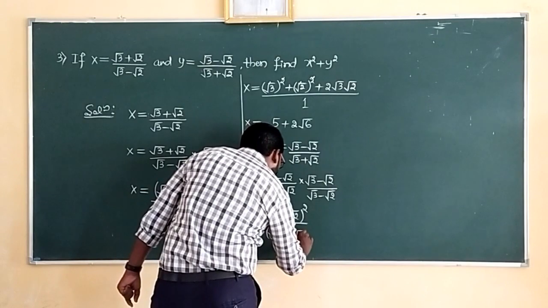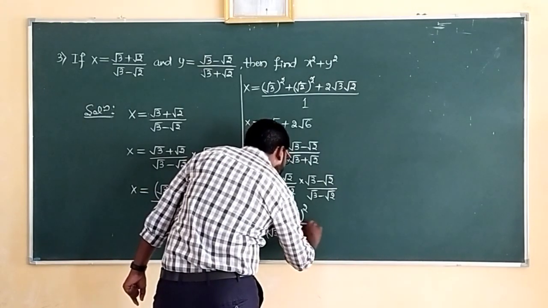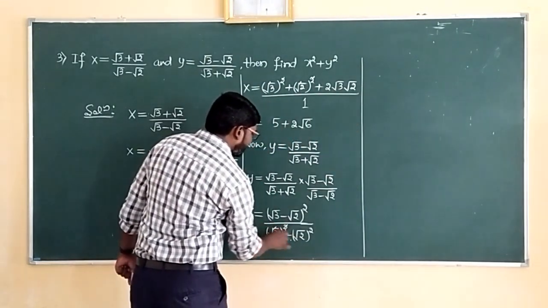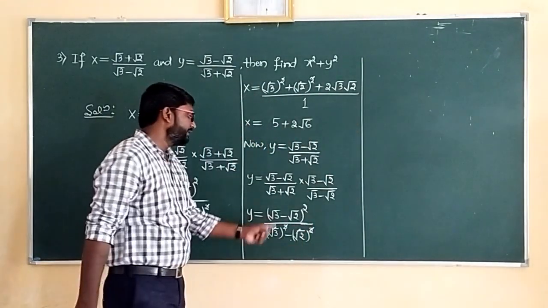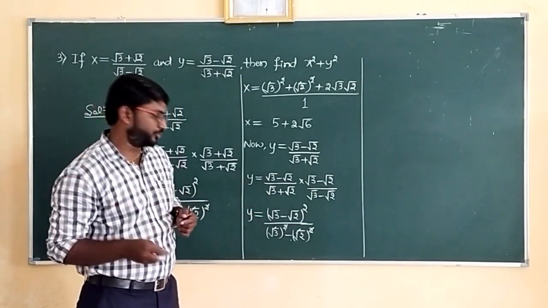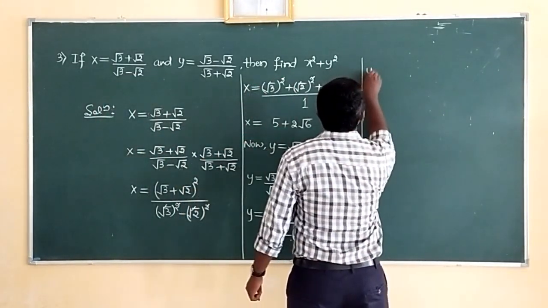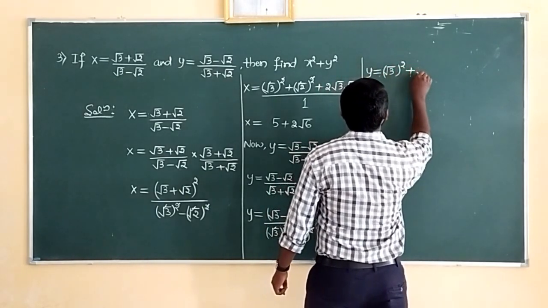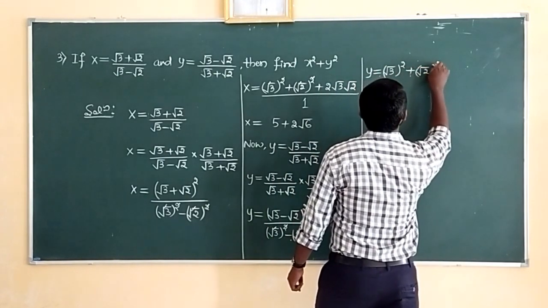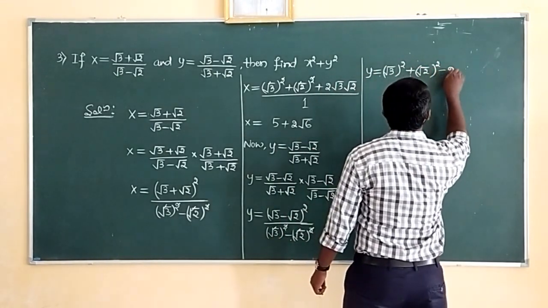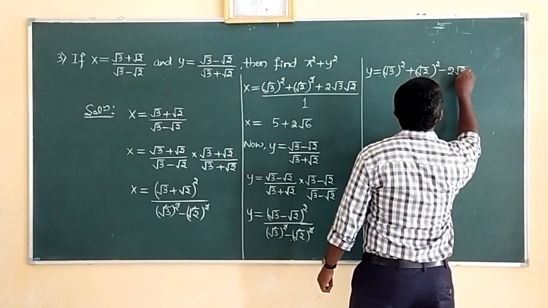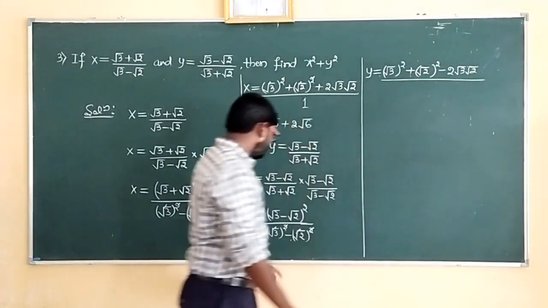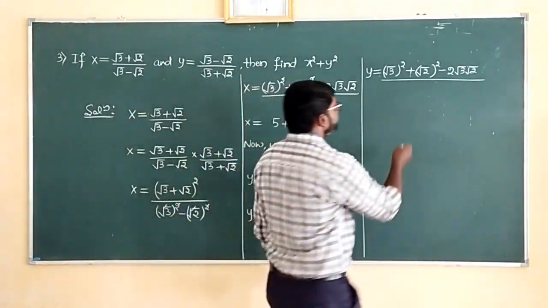minus root 2 square. So now in the next step, here square and root get cancelled, and square and root get cancelled. The numerator is in the form of a minus b the whole square. Let us expand that. y which is equals to a square, root 3 square, plus b square, minus 2ab, that is minus 2 into root 3 into root 2, divided by 3 minus 2, it is 1.